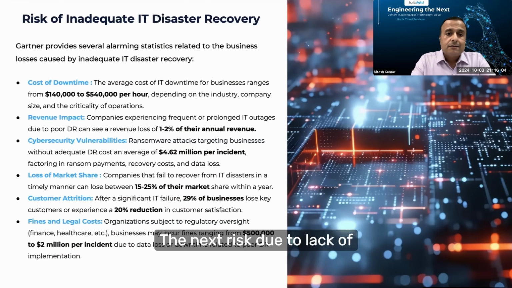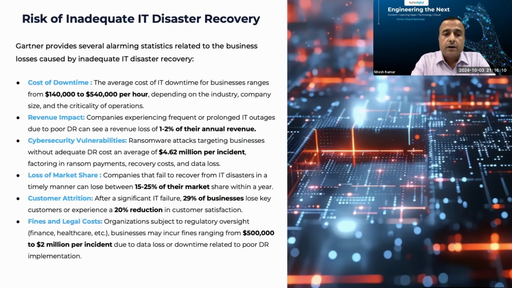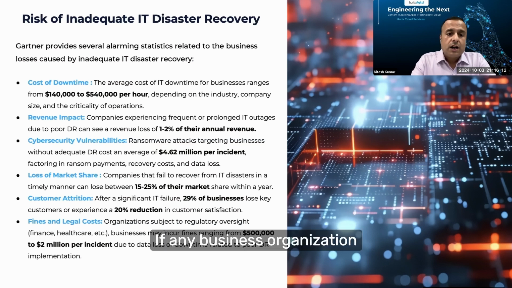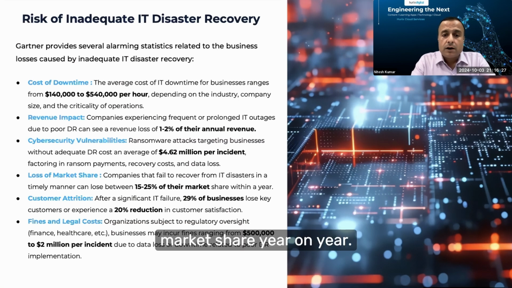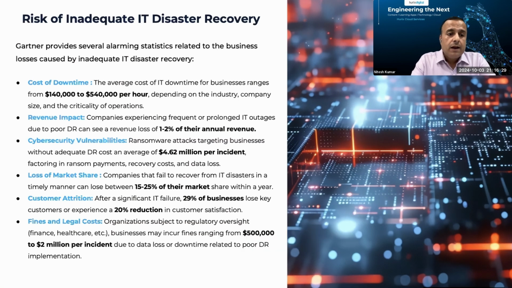The next risk due to lack of proper disaster recovery is loss of market share. If any business organization does not have a disaster recovery site, I mean IT disaster recovery properly built into their IT organization, then those businesses are supposed to lose approximately 15 to 25% of their market share year on year.